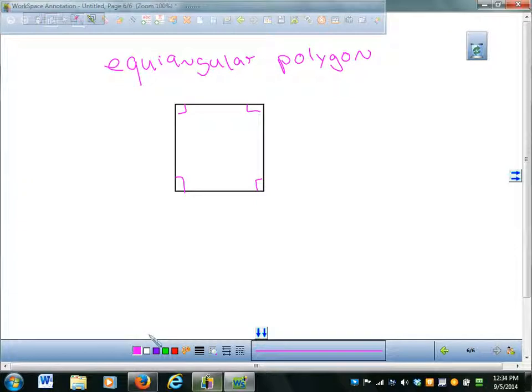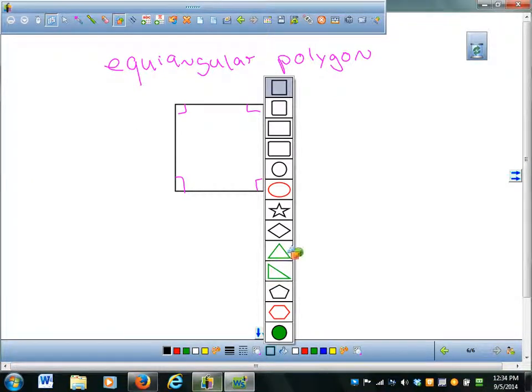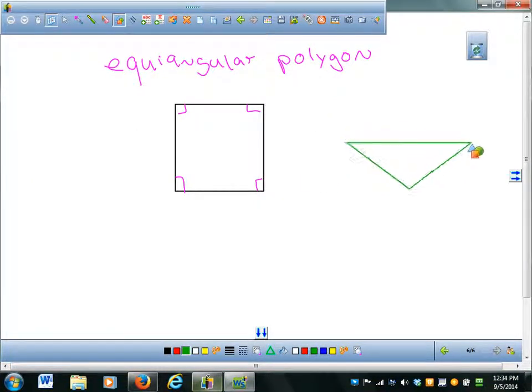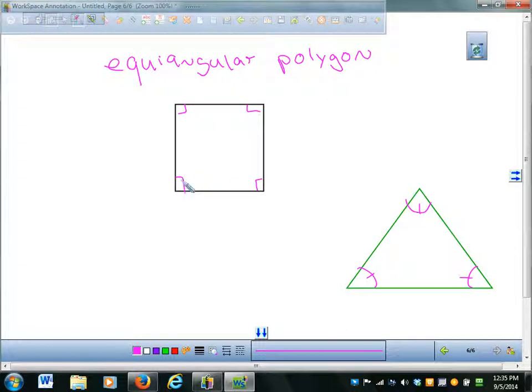Can anyone think of another shape? An equilateral triangle. Do I have one here? That looks like an isosceles. But there you go, right? Equiangular. But you would have to indicate to show it's equiangular. You have to say that angle is congruent to that angle, that's congruent to that angle. I think this is the only shape. Don't quote me on this, but that's equiangular without being equilateral. You know what I mean?